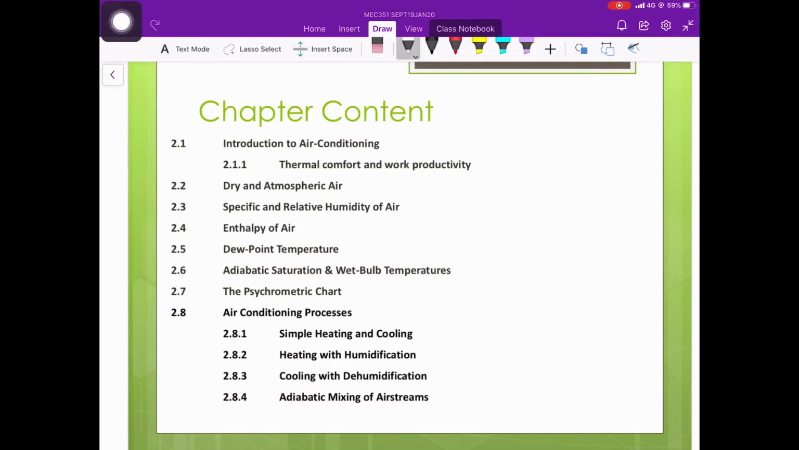Subchapter 2.2 until 2.6 is the introduction towards the properties of air. Next, in subchapter 2.7, we are going to look into the psychrometric chart. In subchapter 2.8, our discussion will be on air conditioning processes, which includes simple heating and cooling, heating with humidification, cooling with dehumidification, and adiabatic mixing of air streams.